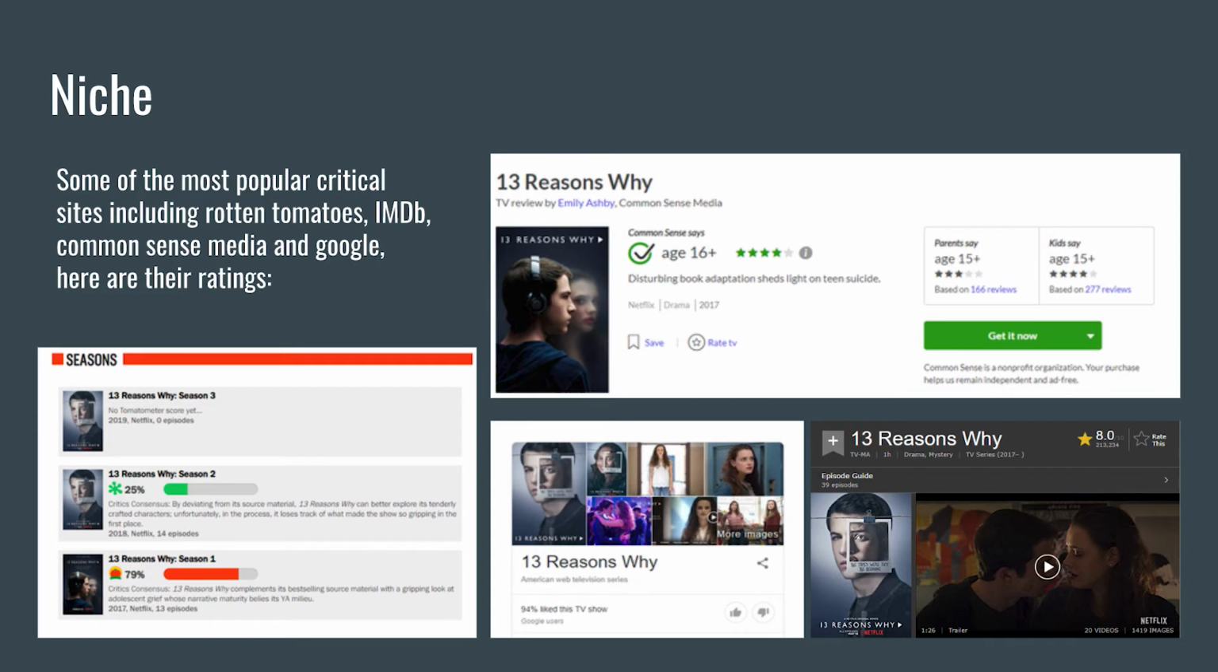Some of the most popular critical sites include Rotten Tomatoes, IMDb, Common Sense Media, and Google. As you may see, the ratings are indicated on the screen, giving 13 Reasons Why an overall high rating.